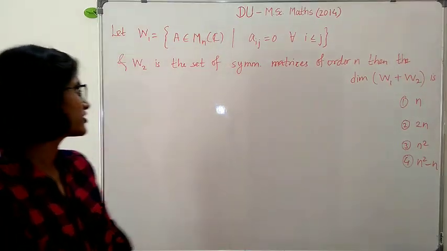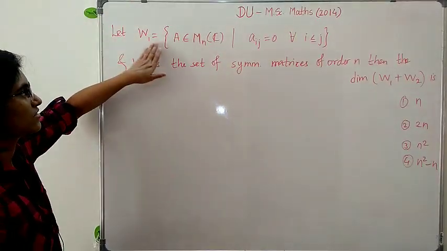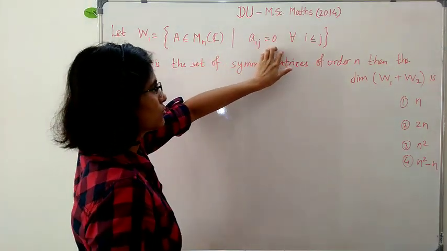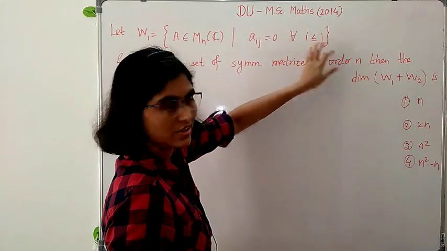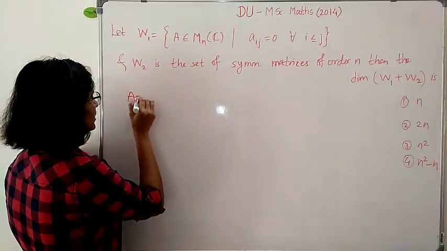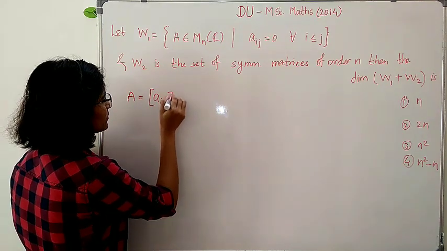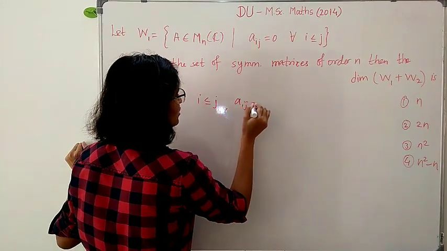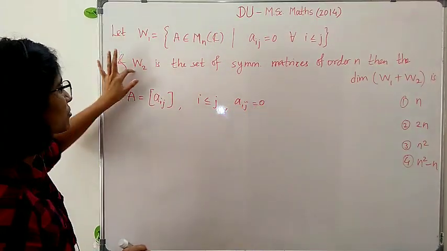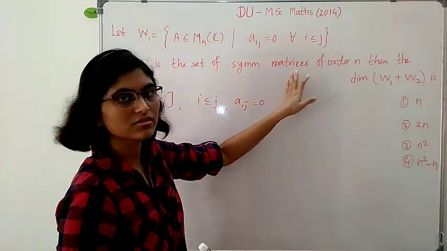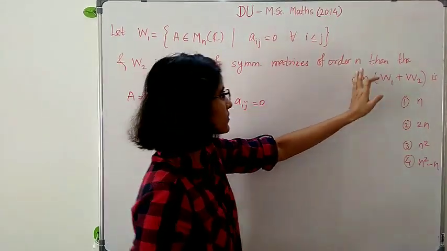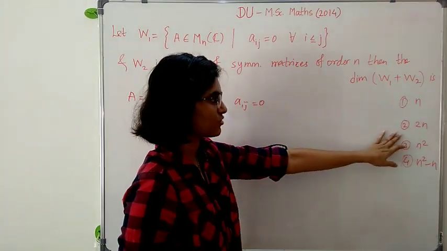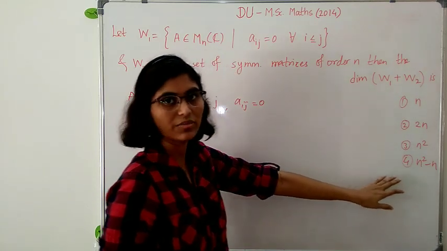Let us solve the next question. Let W1 be the set of all matrices A in M_n(C) such that Aij is equal to 0 for all i less than or equal to j. Means what? You have been given this matrix A, the entries are Aij, and for i less than or equal to j we have Aij equal to 0. And W2 is the set of symmetric matrices of order n. Then the dimension of W1 plus W2 is: first option is n, second is 2n, third is n square, last is n square minus n.